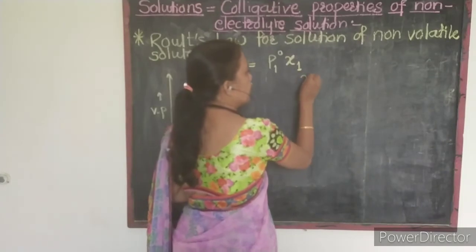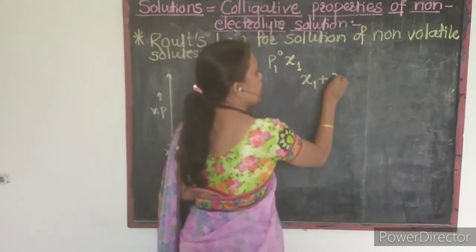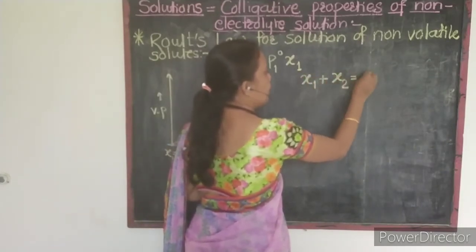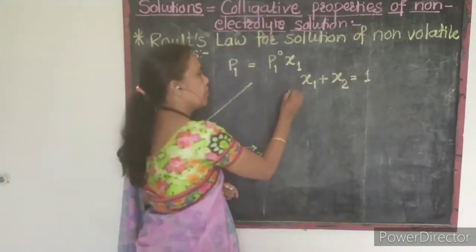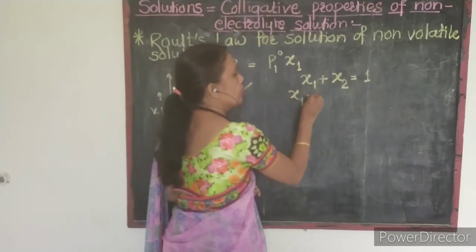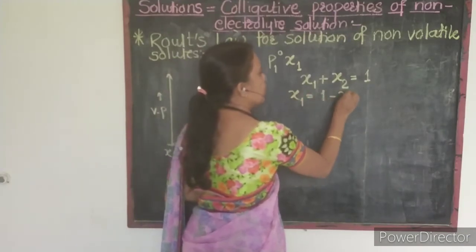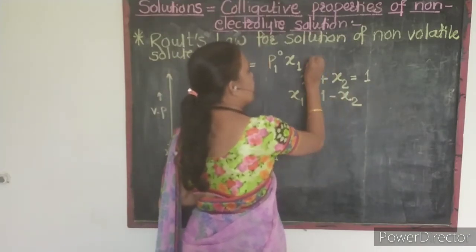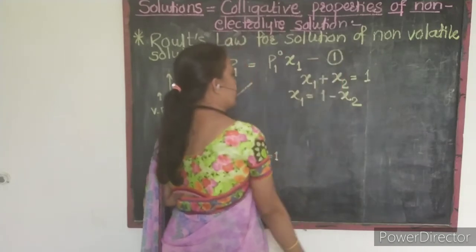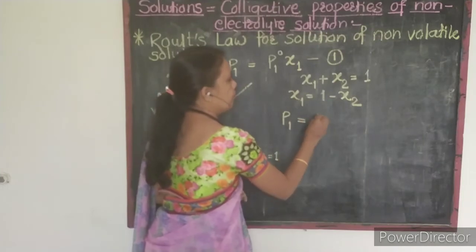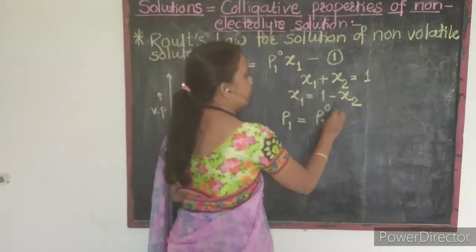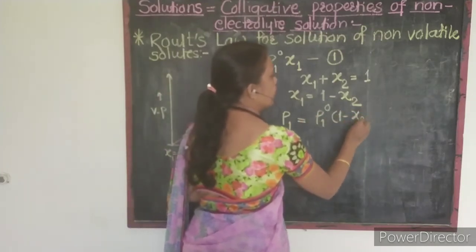We also know that the sum of the mole fractions of each component present in the solution is 1. Finding the value of x1 from this, we get 1 minus x2. Put this value in this equation. P1 is equal to P10 into (1 minus x2).